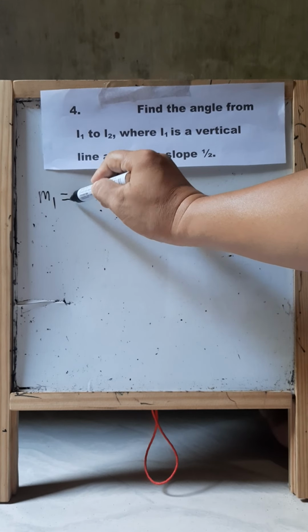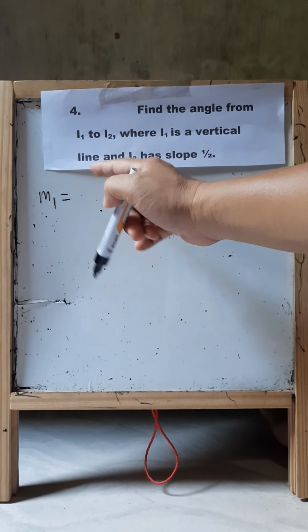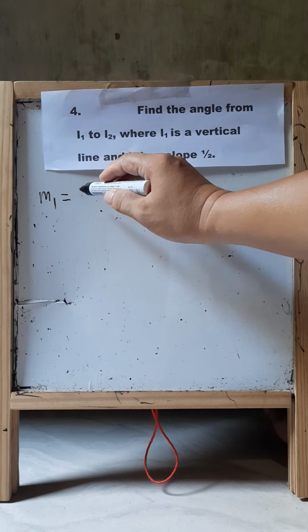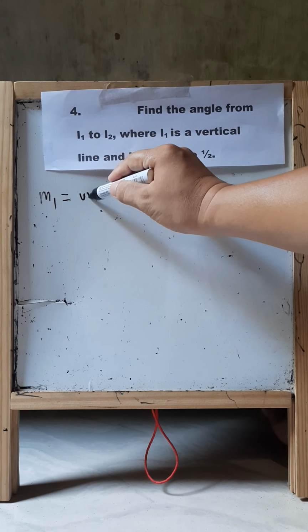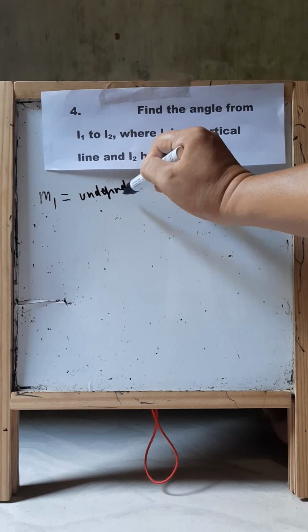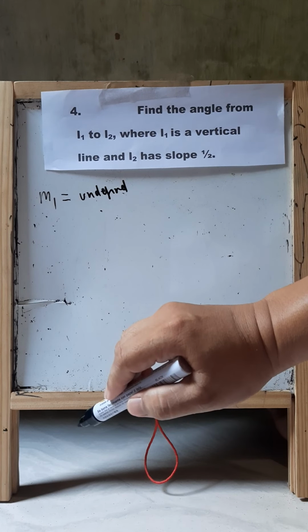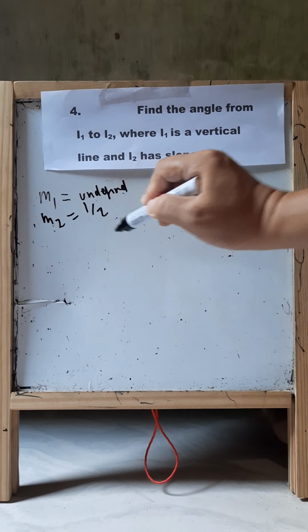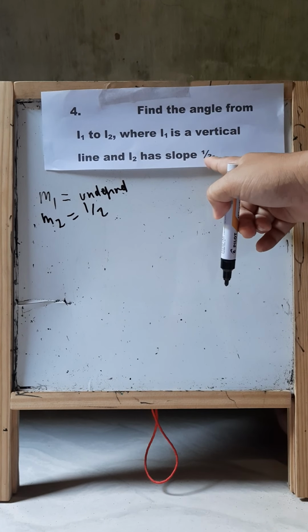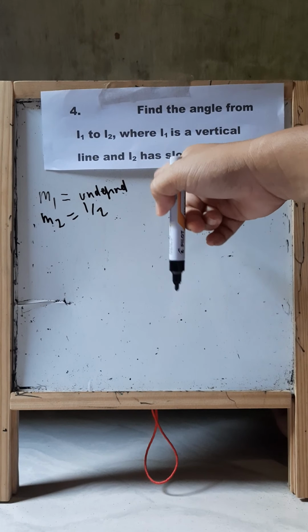Line 1 is a vertical line, so what do you expect with the slope? It is undefined slope. How about the slope of line 2? Slope of line 2 is 1/2. So the question is, find the angle formed from line 1 to line 2.